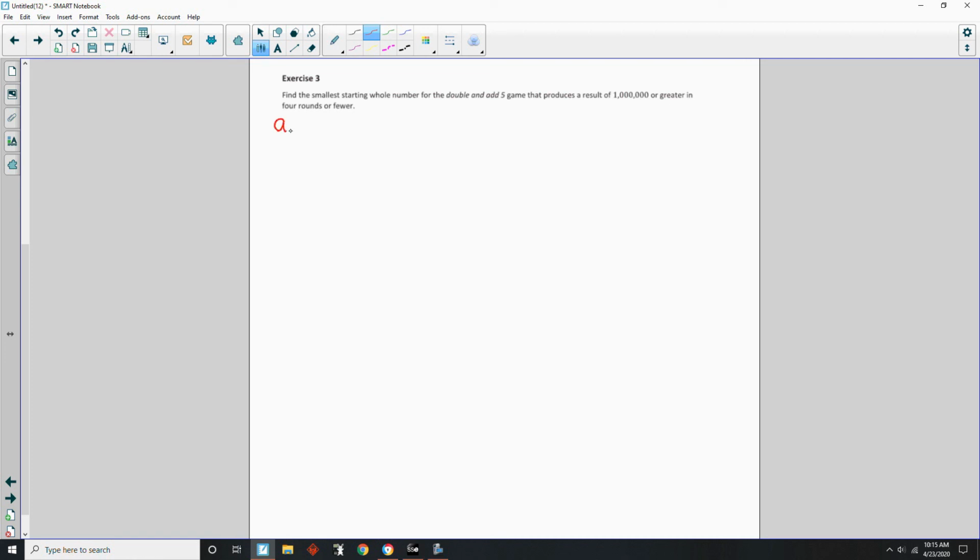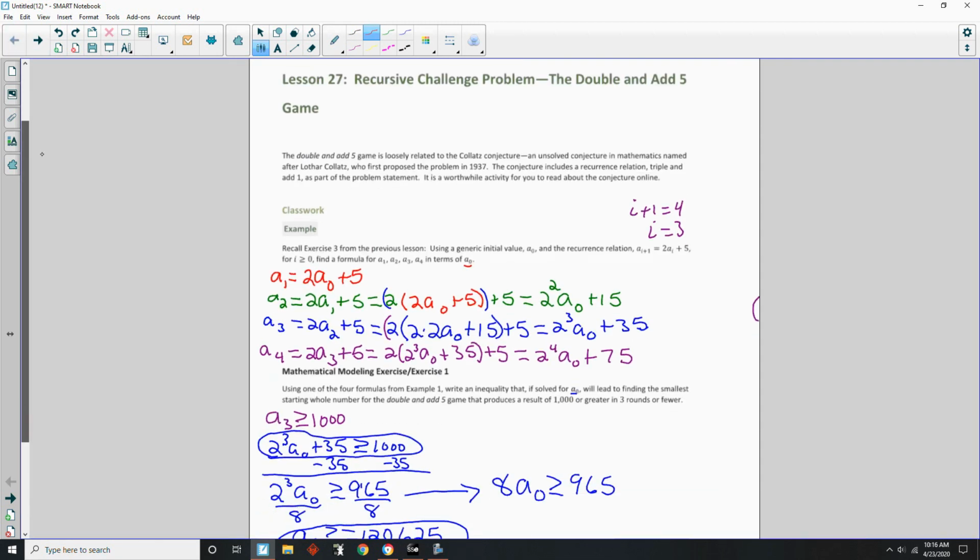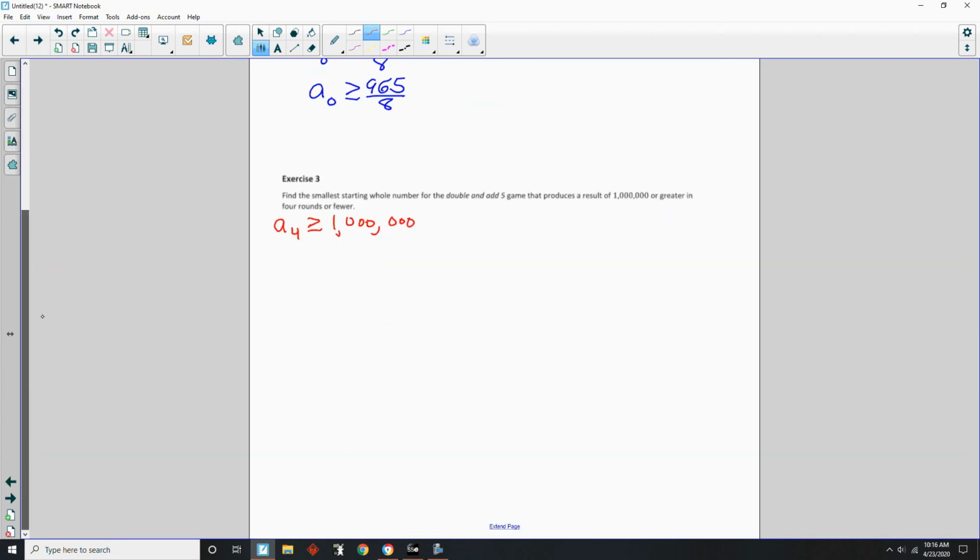So I want a sub 4 is greater than or equal to 1 million. Oops. Can't talk and write at the same time, I guess. Okay, a sub 4 greater than or equal to 1 million. Well, if I go back 2 pages, a sub 4 is 2 times 2 is 4 times 2 is 8 times 2 is 16, a sub 0 plus 75. So let's just do that. So it's 16 a sub 0 plus 75 is greater than or equal to 1 million.